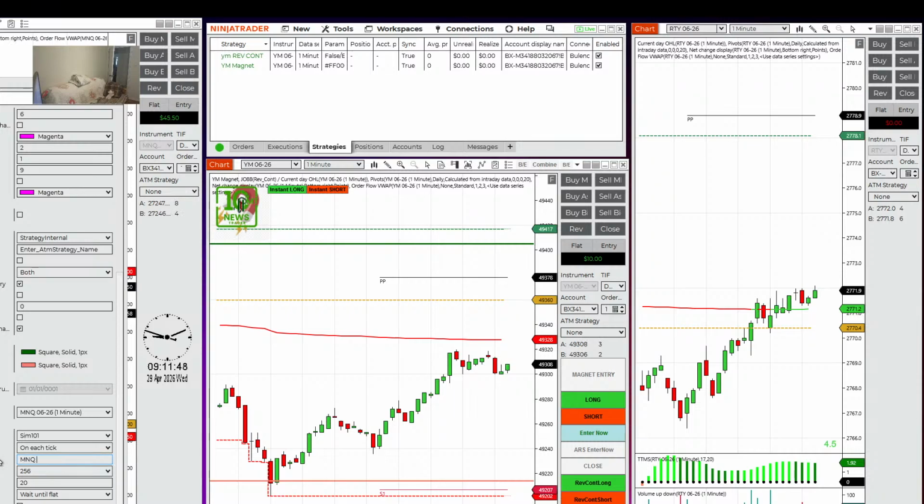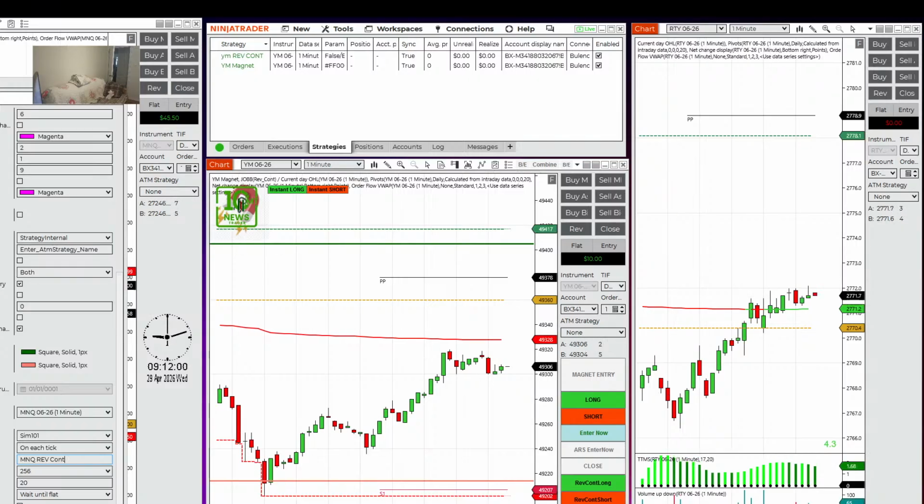MNQ, we're going to label it reverse continue. Remember, we label everything. You'll see why, especially now. We're going to have a lot of setups. Don't let it confuse you or scare you that this is too complicated. We've been doing this every day for months and months. After you do it for a week or two, it becomes like second memory. It becomes very simple and you don't get nervous and scared by all the setups. Don't worry.